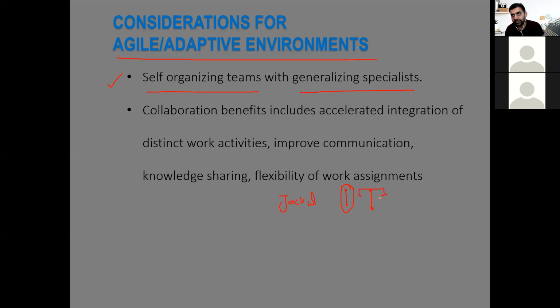This is called a T-shaped professional. Someone, for example, who is a business analyst should have a good understanding of testing. Not only can a business analyst gather the requirements and set the acceptance criteria, but should be able to write the tests. Okay.